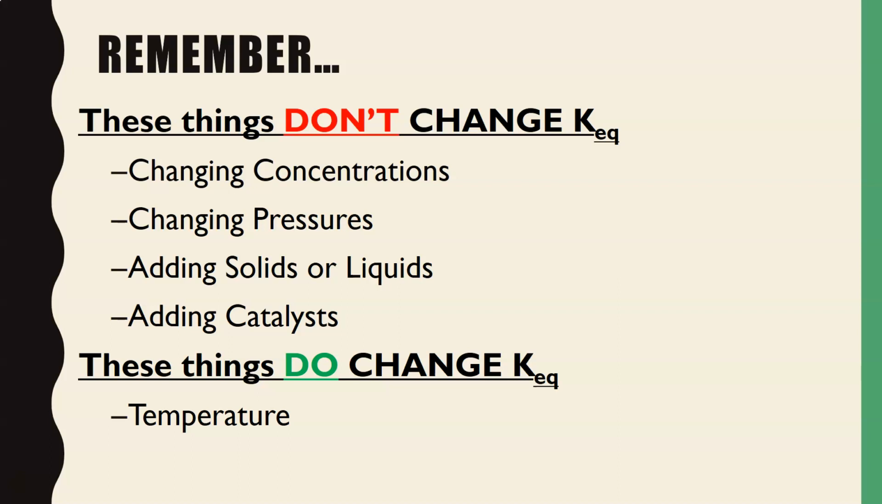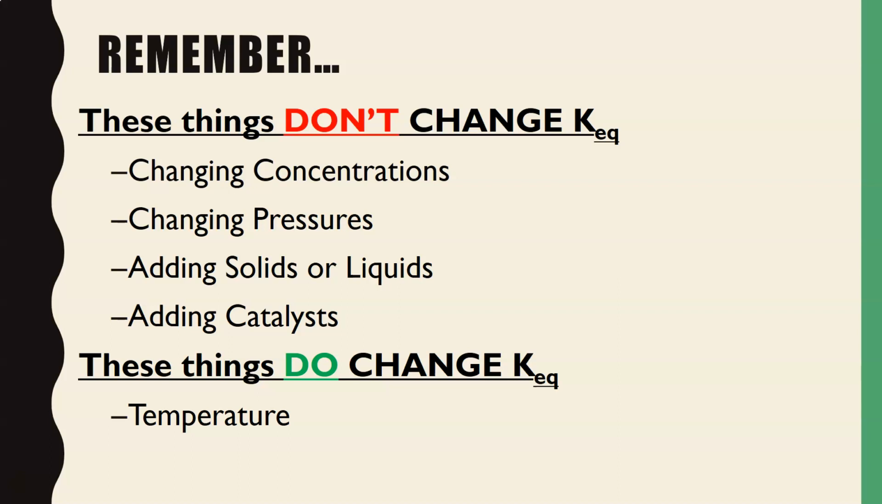Every reaction will have a separate K value based on the temperature that it's at. If you're at 25 degrees, you have one K value. If you're at 26, you have a different K value. 27, a different K value. 28, a different K value. Every single temperature has a different K value. You have to know what temperature you're at to know which equilibrium constant to use.